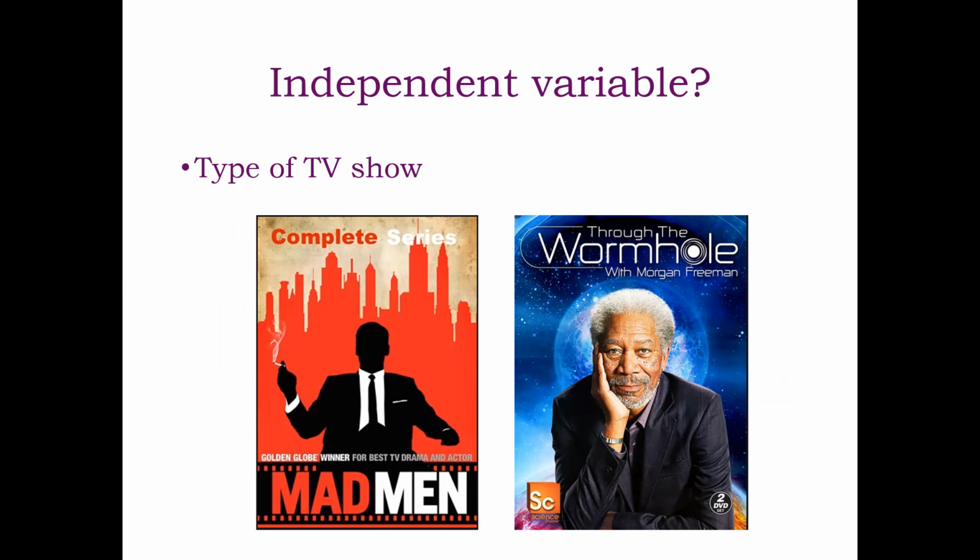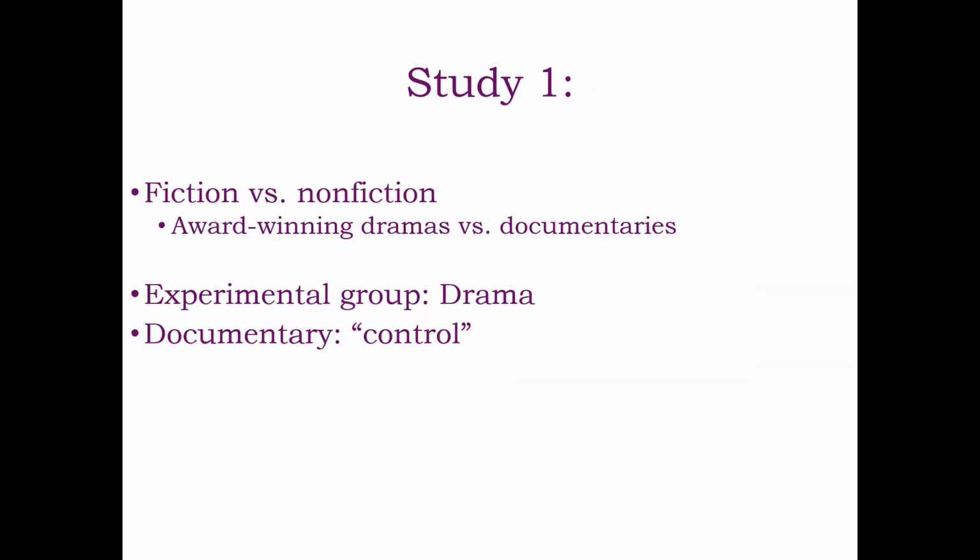Participants were randomly assigned to watch either the pilot of an award-winning drama or an episode of a documentary, such as Through the Wormhole, an award-winning show as well. So we began with a simple study where people were randomly assigned to view either award-winning dramas or documentaries, fiction versus nonfiction. The experimental group watched dramas. We used the people who had watched documentaries as a type of control group, right? Nonfiction.